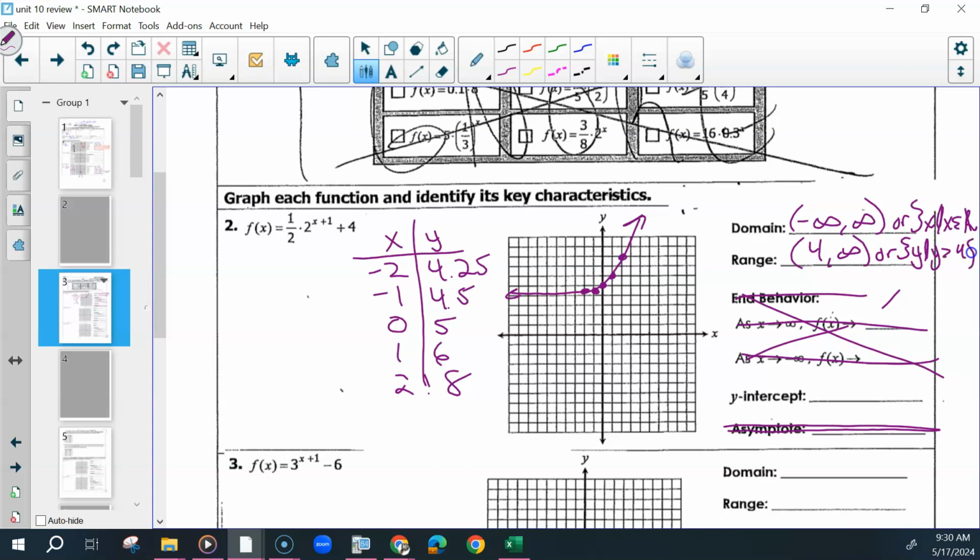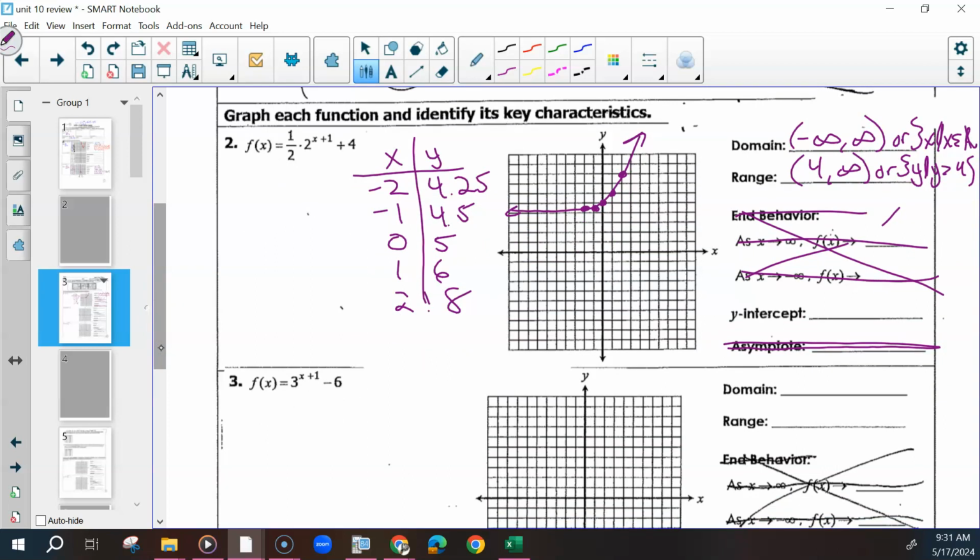Cross out asymptote too. I forgot that was there. We're not doing that. What's the y-intercept? Zero, 5. Questions on that? Other graphing questions before we move on?